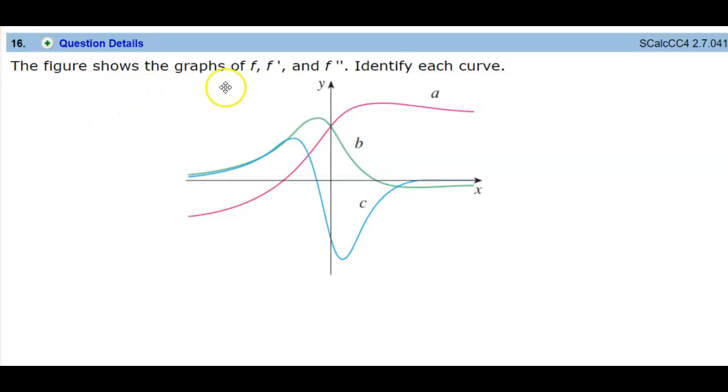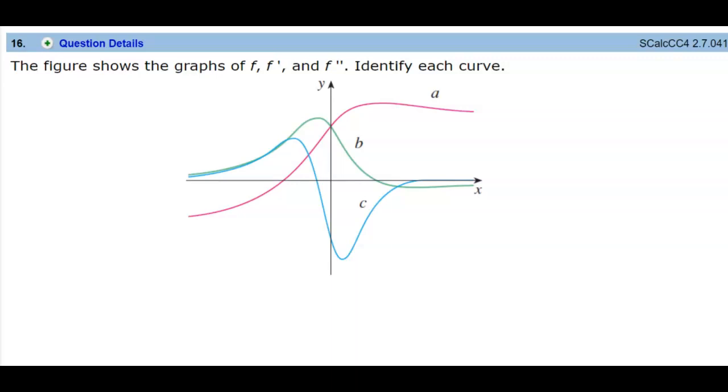Okay, the figure shows the graphs of the function f, the derivative function f prime, and the second derivative f double prime, and we want to identify each curve. First thing we want to do is locate any of the tangents on these graphs. Let's first take a look at graph A.